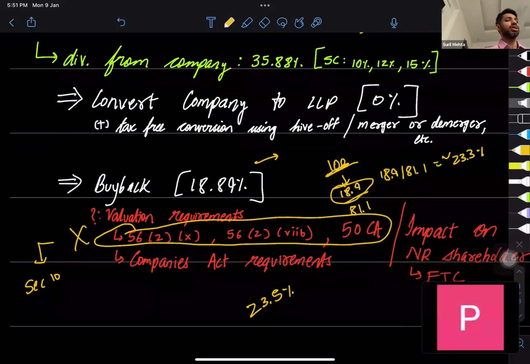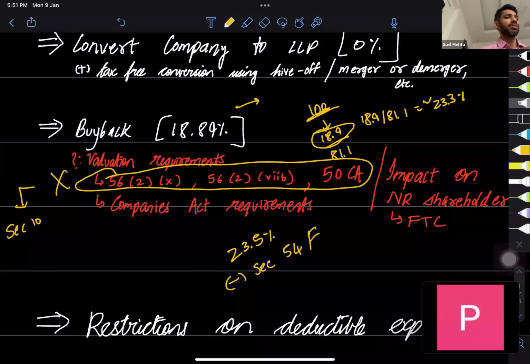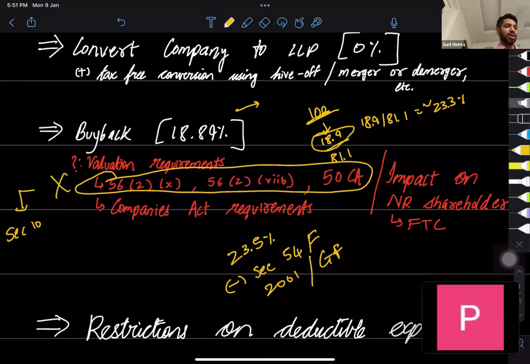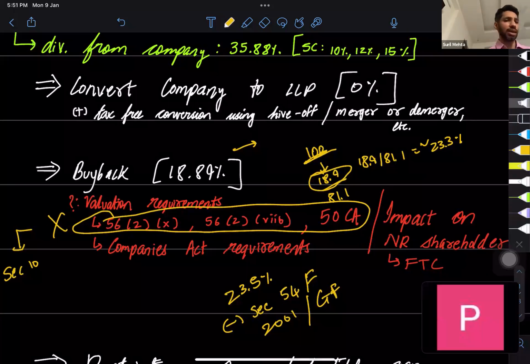However, here you don't get the benefit of Section 54F mainly. You don't get the benefit of 2001 valuation. Right? If it's a listed company, provisions, which is 55(2)(a)(c) and 112(a). So you get all the benefits for sale of shares which you don't get in buyback. Right? So there are pros and cons of both the strategies.